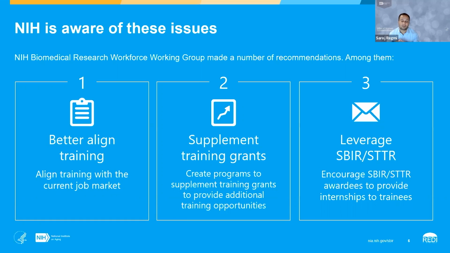Among them, number one was to better align training, so basically align training with the current job market. Number two, supplement training grants. The idea here is to create programs to supplement training grants to provide additional avenues for training, additional training opportunities. And finally, leveraging the SBIR STTR program, so basically award and encourage SBIR STTR awardees to provide internships to trainees.